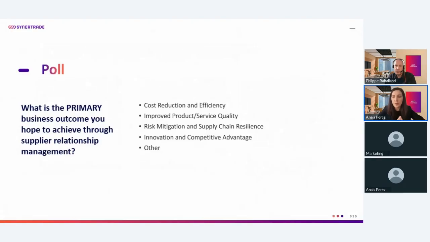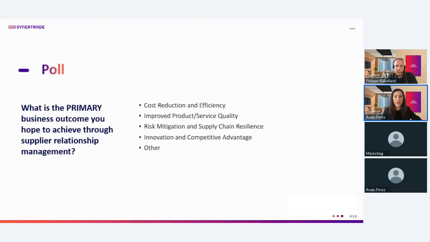So a quick poll that we're launching now. We would like to understand, when you think of supplier relationship management, what is the main business outcome that you're looking for? Is it cost reduction and efficiency? Are you looking to improve overall product quality? Or are you looking to mitigate the risks at the moment? Or you're already at the next step, and you're looking at how we can innovate and get more competitive with our supplier relationships. So we'll launch the poll now.